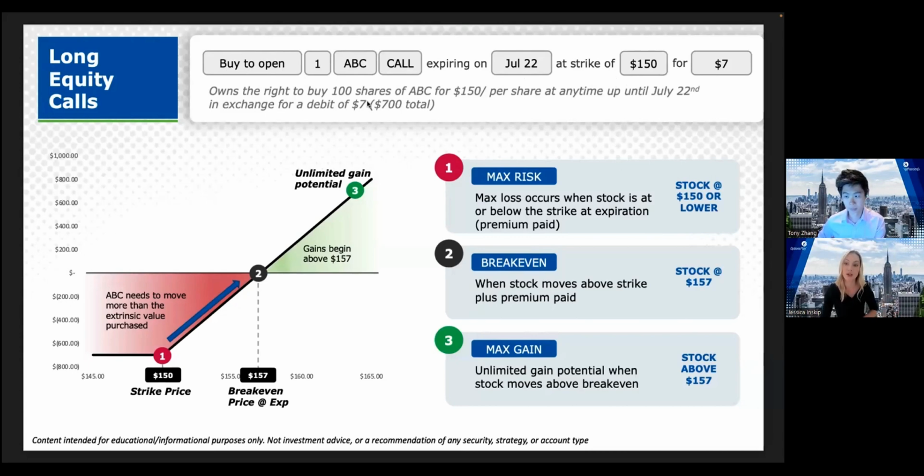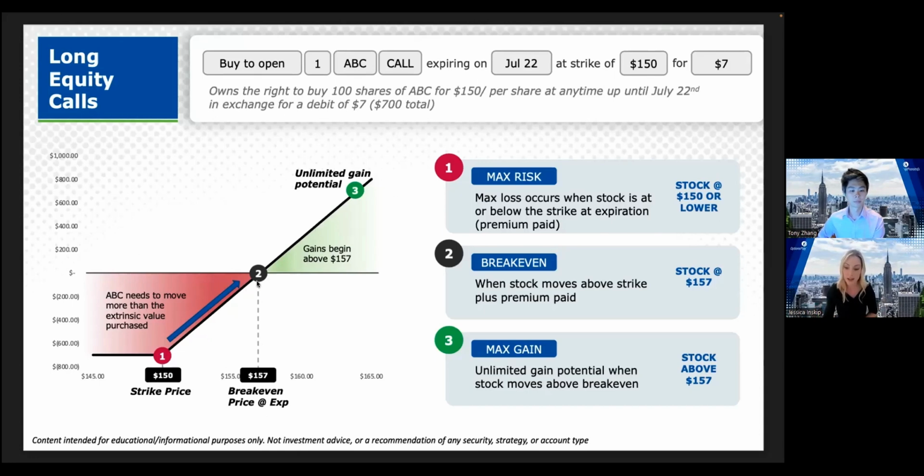What this means is you have the right to buy 100 shares of ABC for $150 per share at any time up until July 22nd. In exchange for that, you paid $7, which equals $700 total, because you bought one contract, multiplied by 100 shares. Now, this profit and loss chart is showing the directional view that this is bullish, because we've got gains here on the right-hand side.